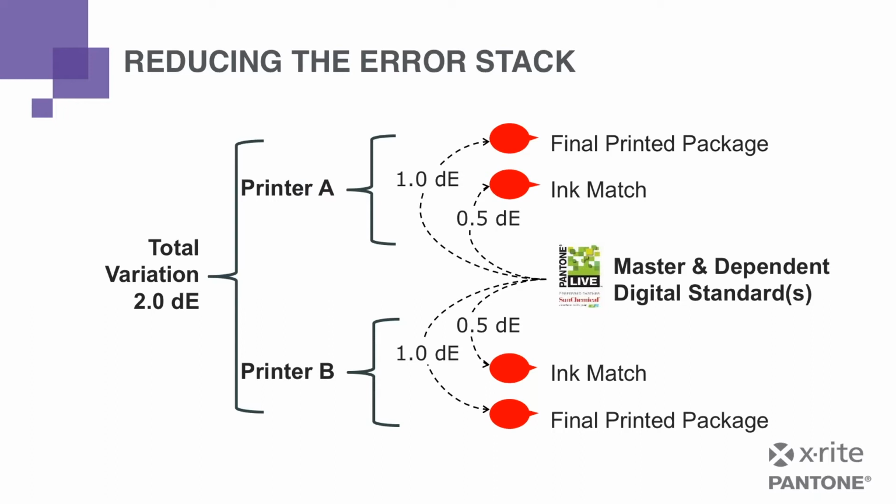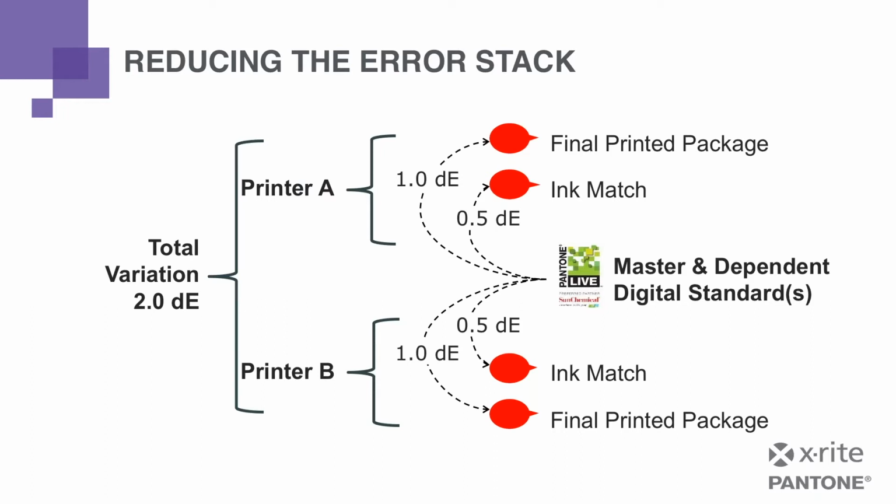It's only the 2 printers' difference that gets added together. Everyone is only ever one step away from the master color that they're trying to work on. It's a digital standard. It doesn't get lost or torn or faded. It's always the same, and it's the same for everyone all around the world. This is the advantage of having digital reference standards that can be shared amongst the supply chain.